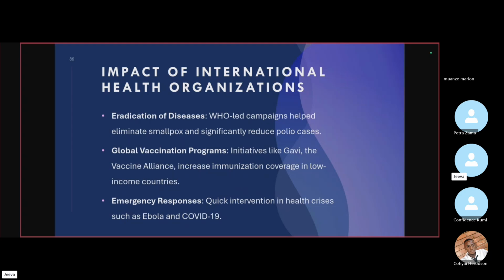This much is clear? Yes, ma'am. That means the impacts of international health organizations are just positive impacts.